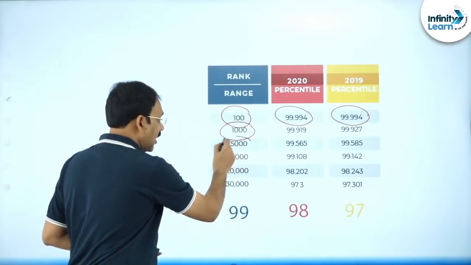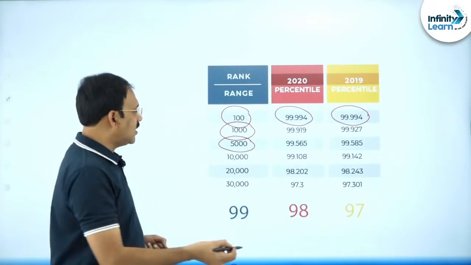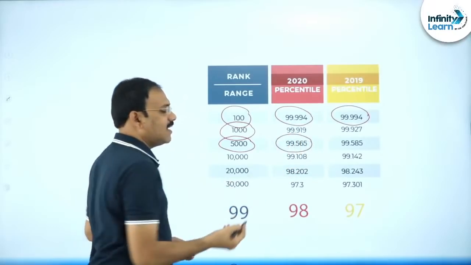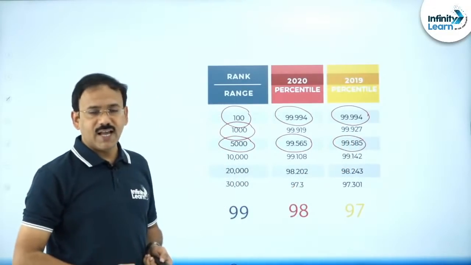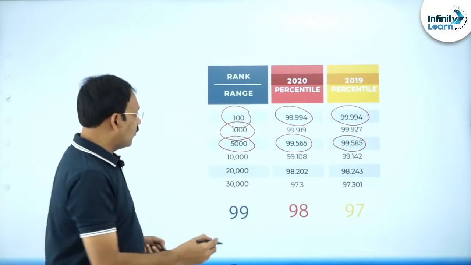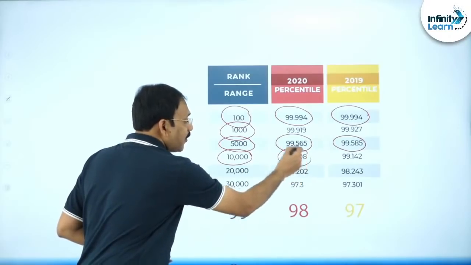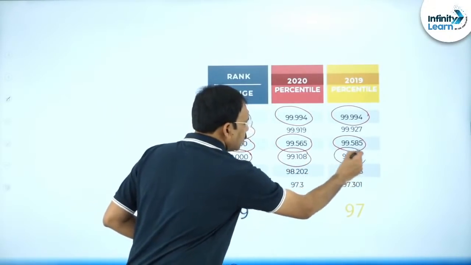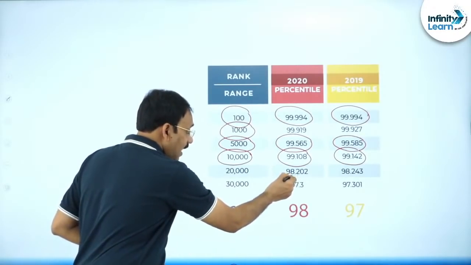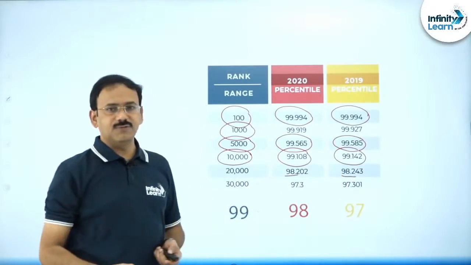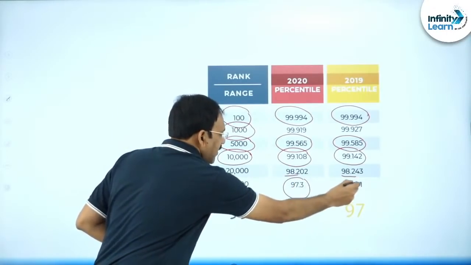Now for 5000 rank, where most of the students may be dreaming or aiming, you need to get approx 99.5 percentile. The same is repeated in 2019. Am I correct? Now for 10,000 rank you need to get 99.1, in 2019 also the same, 99.1. For 20,000 it is 98.2, right. For 30,000, it is approx 97.3.